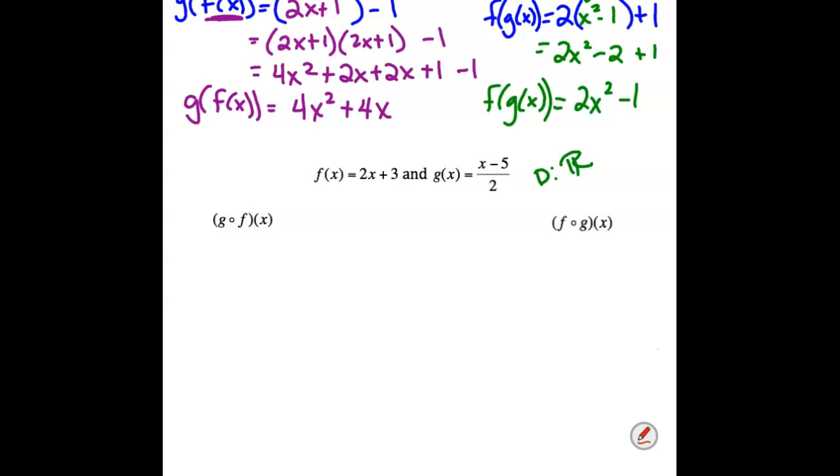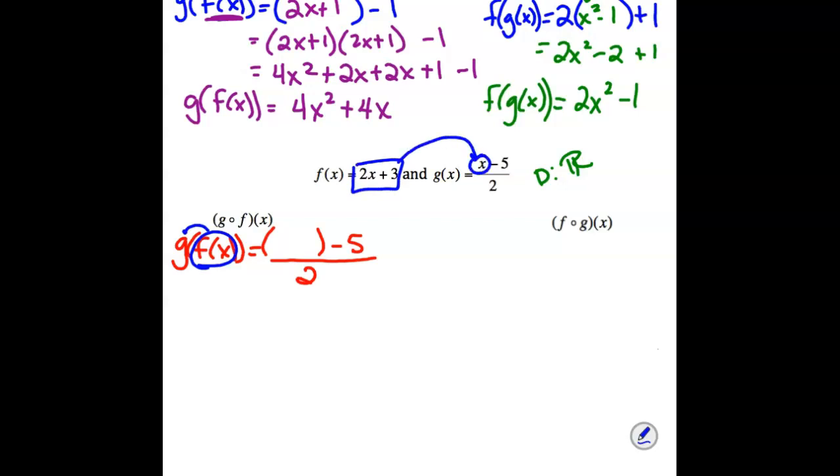All right, so let's start with g of f of x. Again, we're starting with function g, which is something minus 5 divided by 2. And this is telling me that I want to put f of x inside of function g. So I'm putting this f of x inside of function g where the x was. Okay, now I need to simplify.